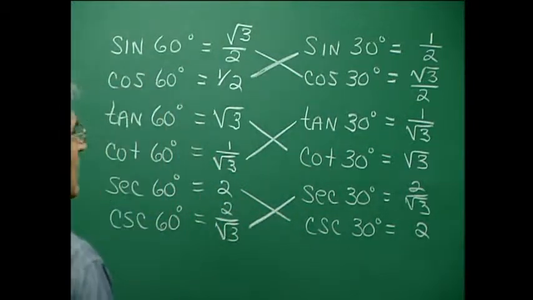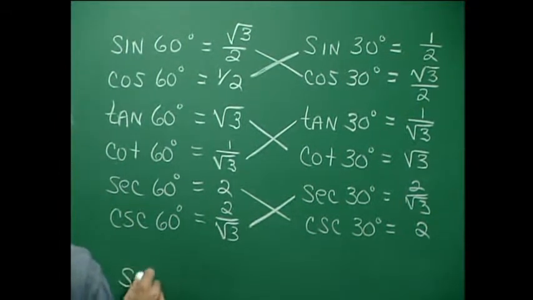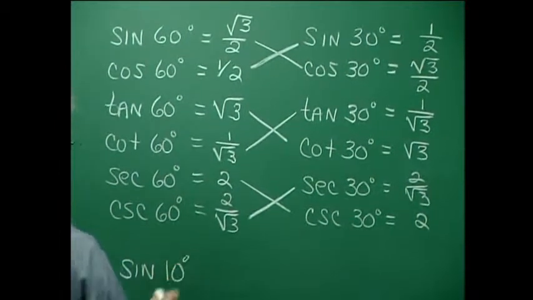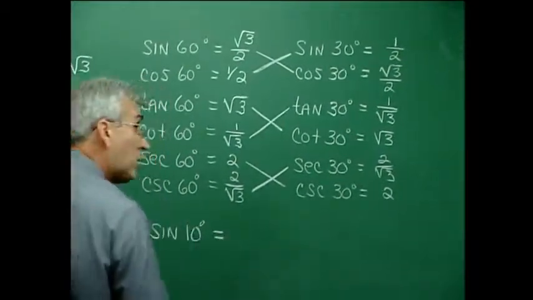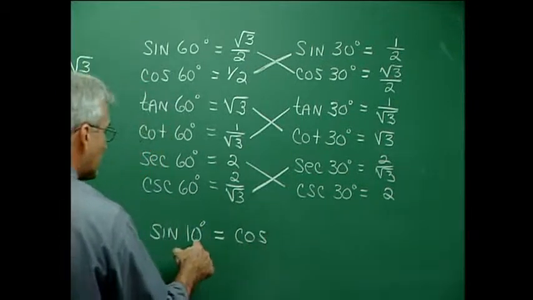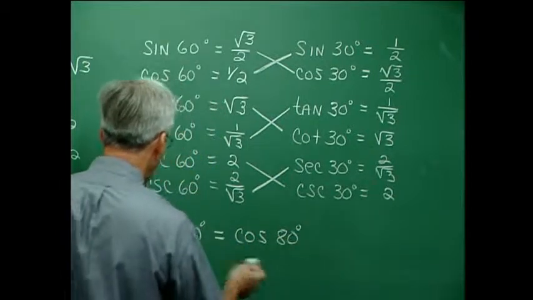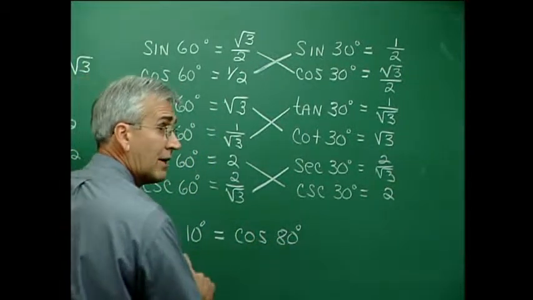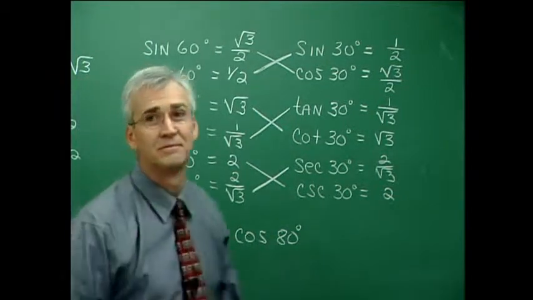It's the idea that if we know, for example, the sine of 10 degrees has a certain value, then we know that value is equal to the cosine of its complement, which is 80 degrees. You see, we know that the sine of 10 degrees is equal to the cosine of 80 degrees. If we know one of these, then we automatically know the other.